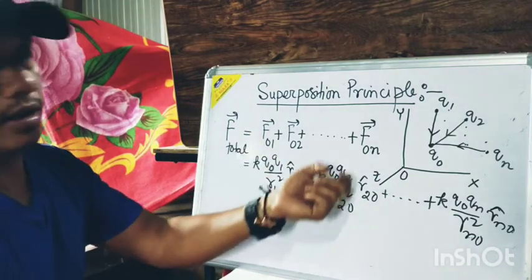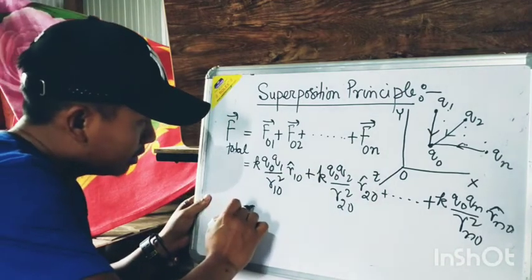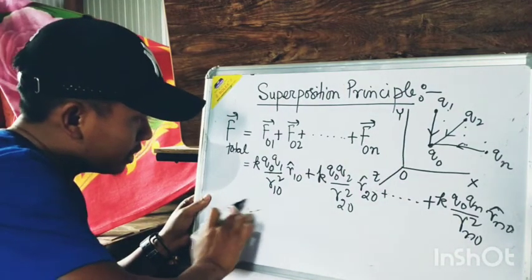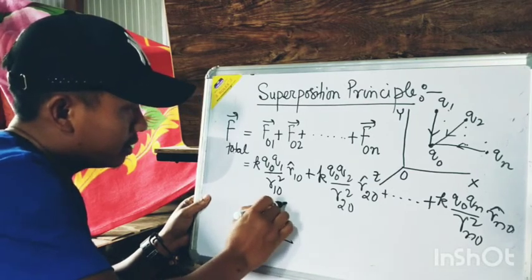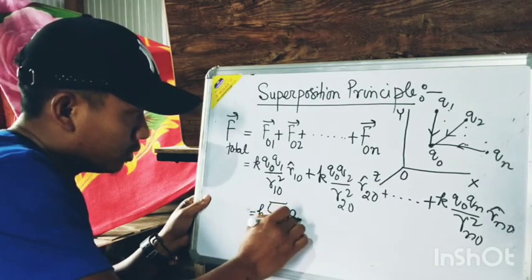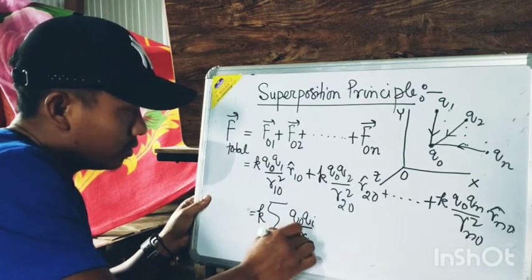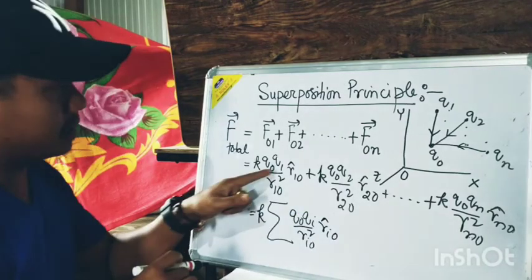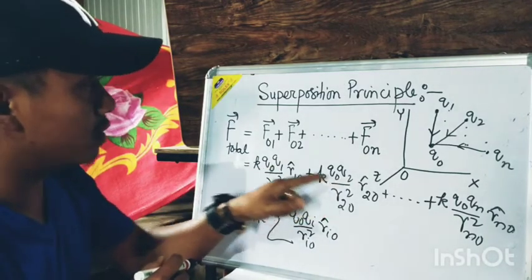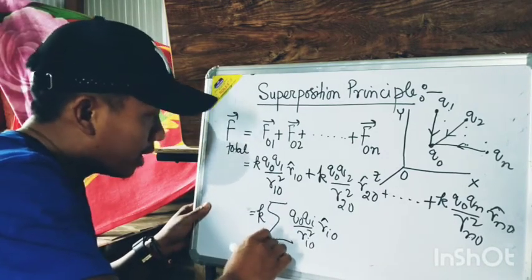We are just using Coulomb's law in vector form. Then let us write it in the form of a summation. This will be K summation of q0 qi divided by ri0 square, ri0 cap, where i goes from 1, 2, 3 up to n.